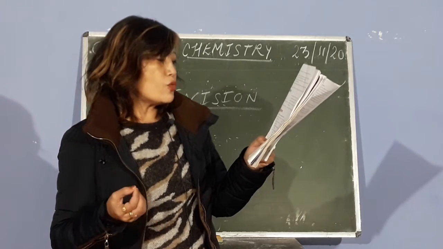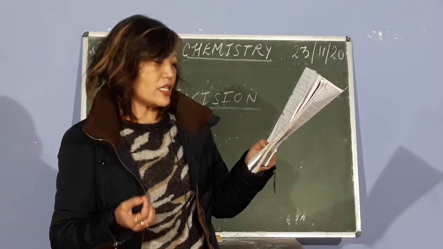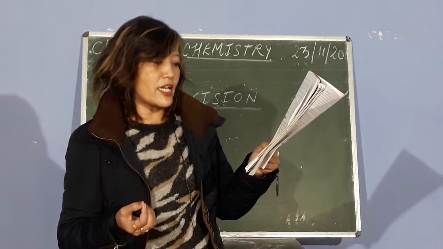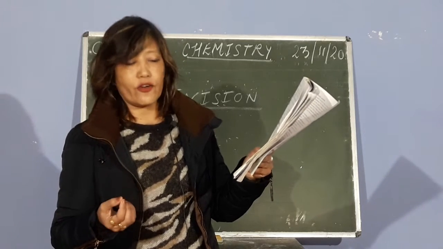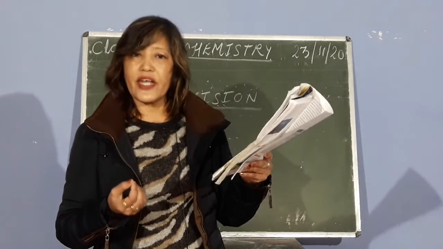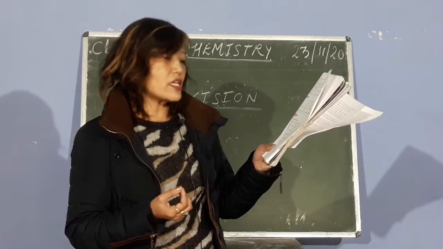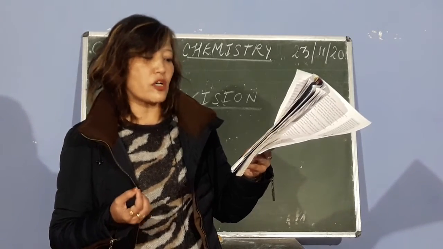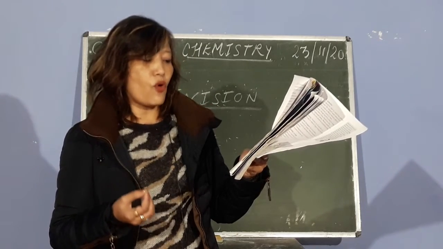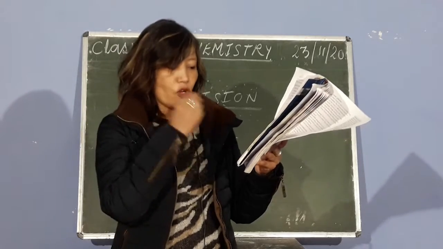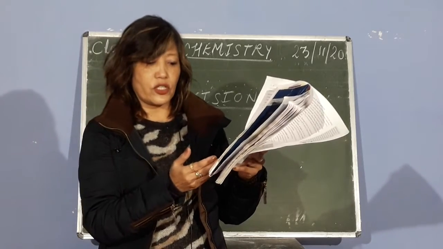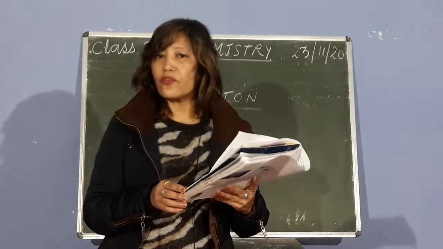Then number 5, which of the following generally increases the solubility of solutes in water? It is stirring, heating, both A and B, neither A nor B. So the right answer is both A and B, stirring and heating. Then number 6, which of the following causes water pollution? The options are sewage, insecticides, oil spills, all of these. Actually oil spills, insecticides and sewage all cause water pollution. So your answer is all of these.